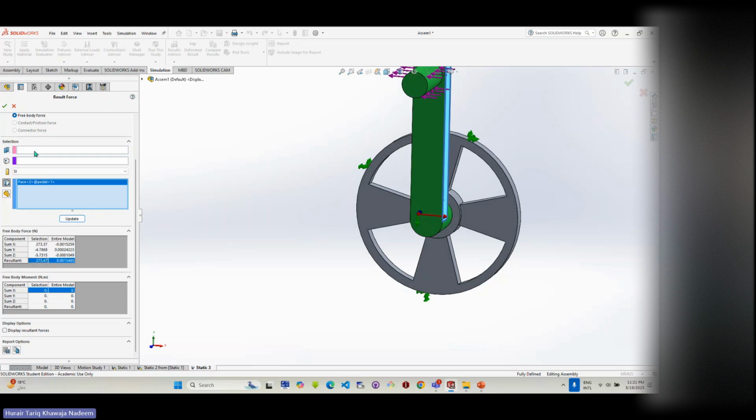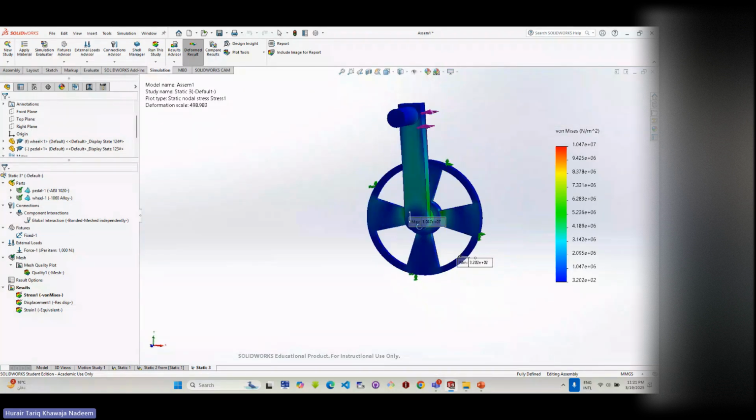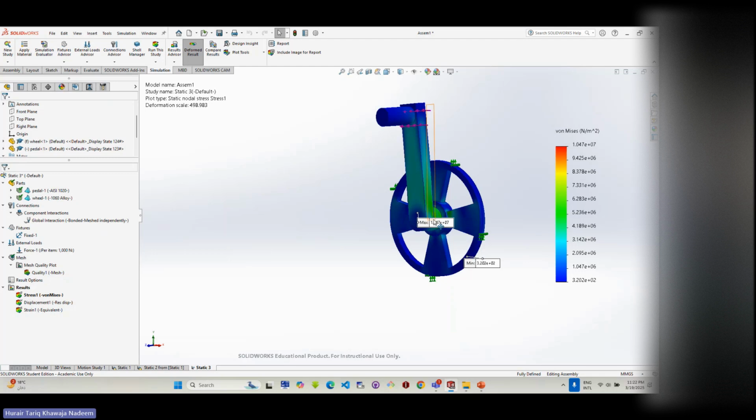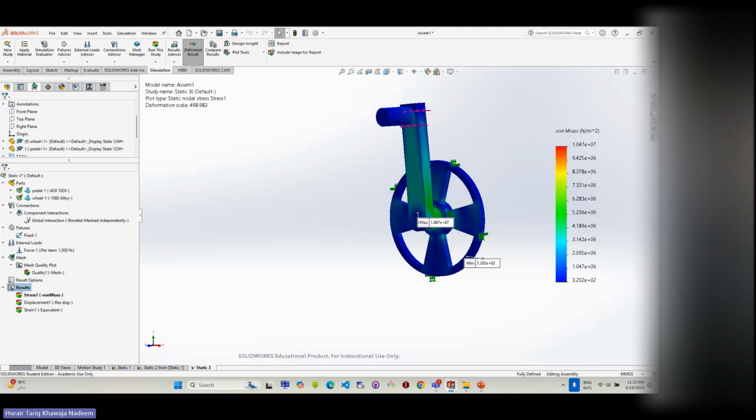I'm not sure about it. Okay, so I will try to find it out. So next time, okay? Or if you are in the class, I will tell you. I will try to find out how to get the resultant forces on the body only. Let me see if we can get something from here. Compare result, create body from deformed shape. Okay, collapse 3 items. This is one thing which we can actually do. Explode view, explode.